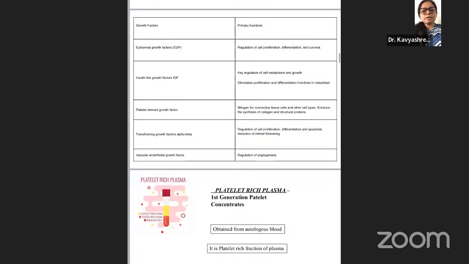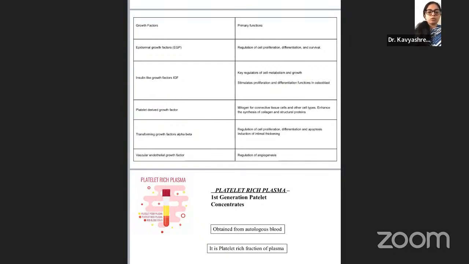So growth factors play the prime role in the usage of PRF. Why are those growth factors important and what growth factors does it include? First, it is epidermal growth factor. Its function is that it regulates the cell proliferation and differentiation. Insulin-like growth factor helps in cell metabolism and growth, and it helps in osteoblast formation. The more osteoblasts there are, the more bone formation there will be.